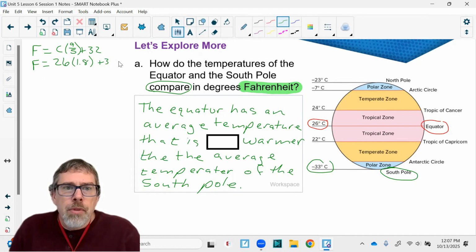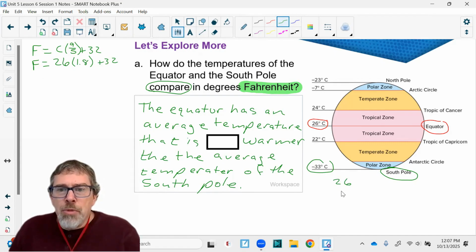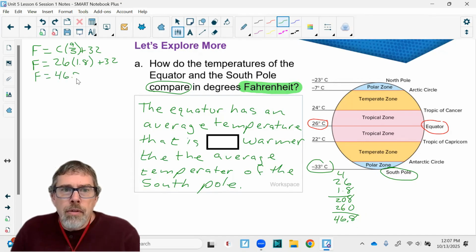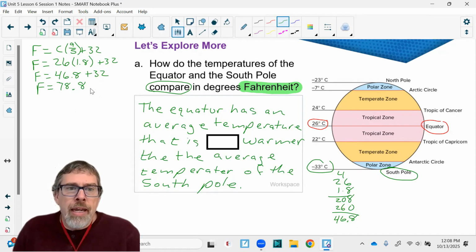plus 32. So if I take 26 times 1.8, I get 46.8. 6 times 8, 48; 8 times 2 is 16, and 4 is 20. Then 0, 6, 2. I get 468 with one decimal place. So that is 46.8 degrees plus 32. So the average temperature in Fahrenheit at the equator: 6 plus 2 is 8, 4 plus 3 is 7. So the average temperature at the equator in Fahrenheit is 78.8 degrees.